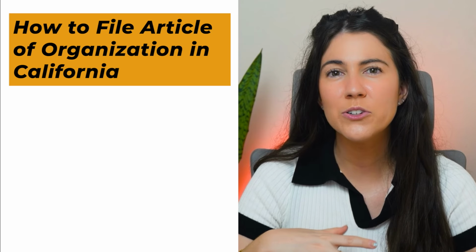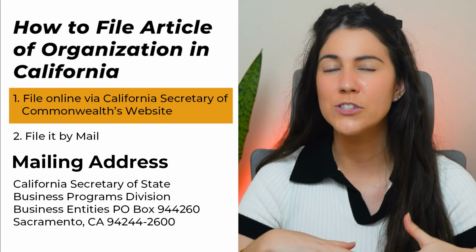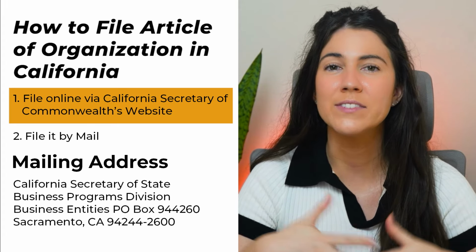To actually file articles of organization in California, there are a few different ways you can do this. The first is you file online through the California Secretary of State's website.